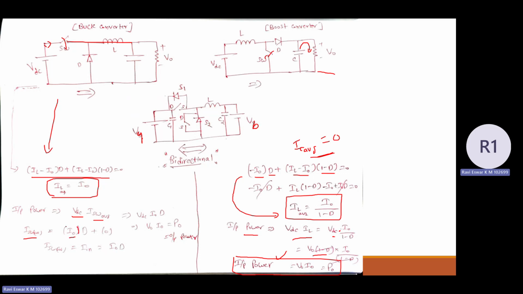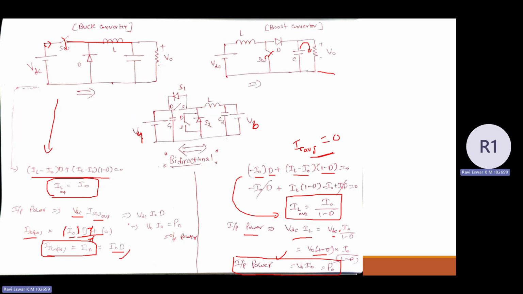So this is seen in the switch turn-on state, in mode 1. That's why I can write it as I naught into DT, plus, when the switch is turned off, obviously the current flowing through the switch becomes 0. So whole divided by T. Anyway, the Ts get cancelled. So the switch average current, which is the input average current, is equal to I naught into D. So the input current for the buck converter, I can write as I naught into D.